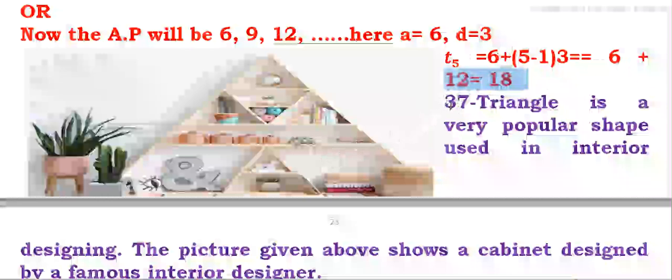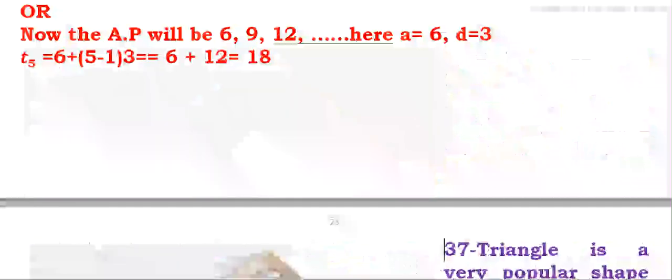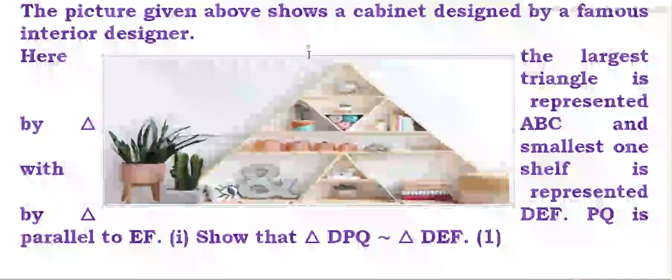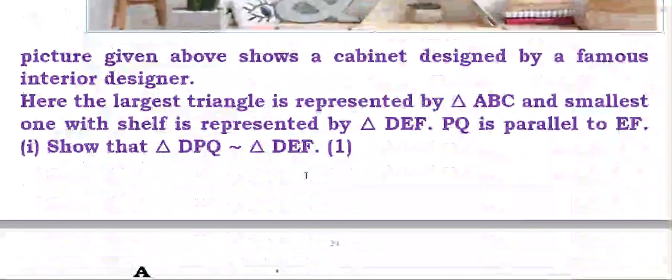Then the question number 37. Triangle is a very popular topic. This question is based on the triangle. Here a triangle is given, and this question is on similar triangles. There are many designs in the triangle. The largest triangle is represented by ABC and the small triangle by DEF.